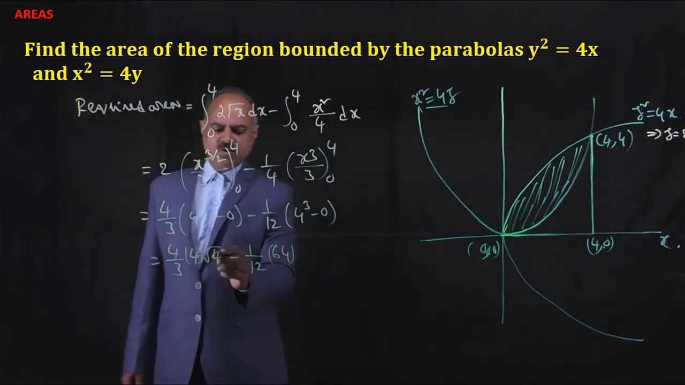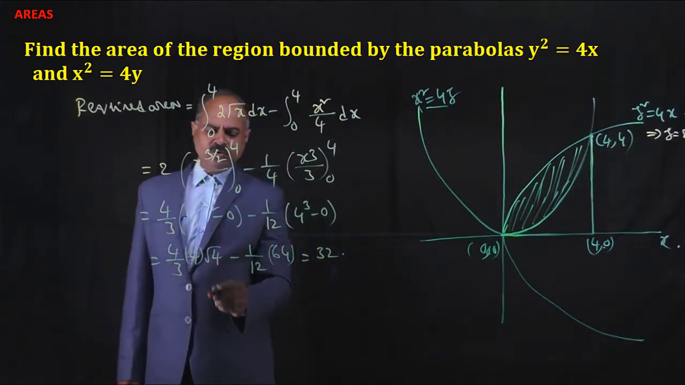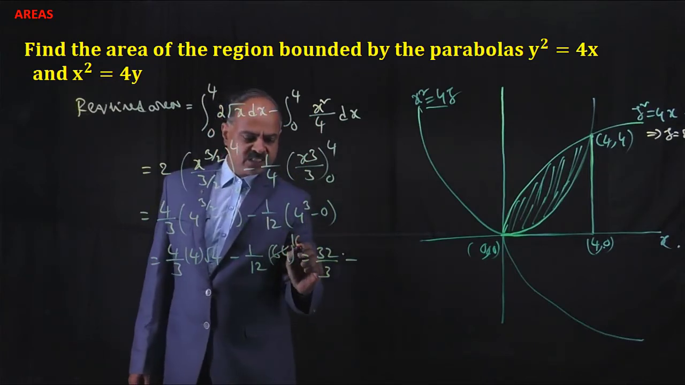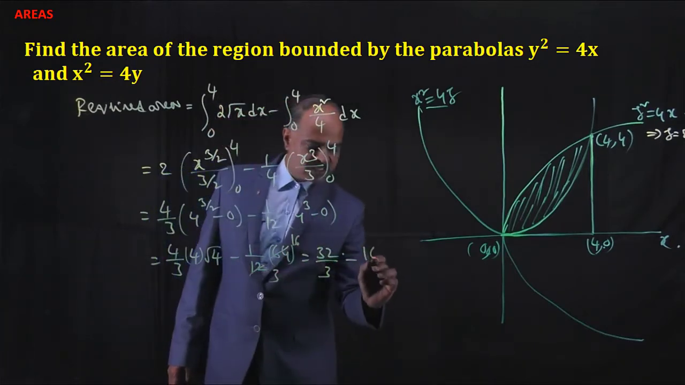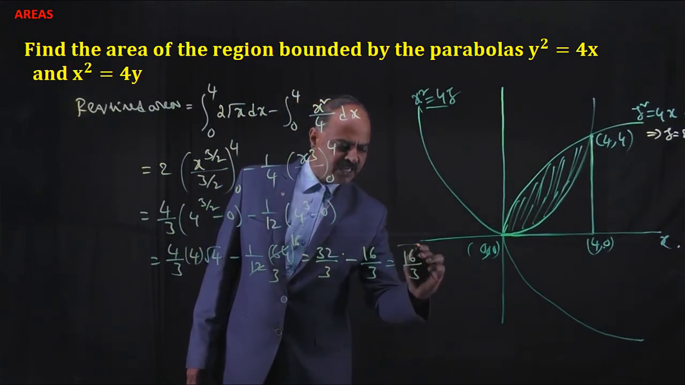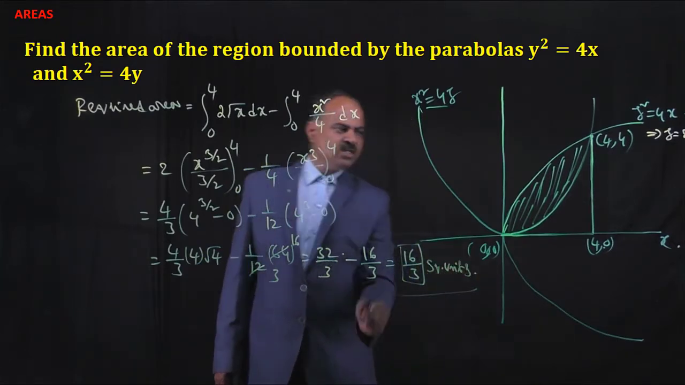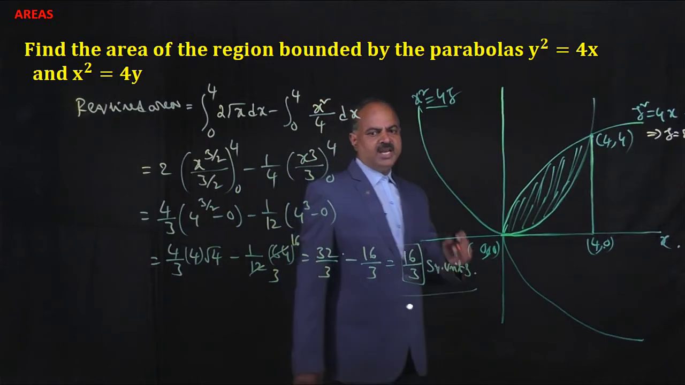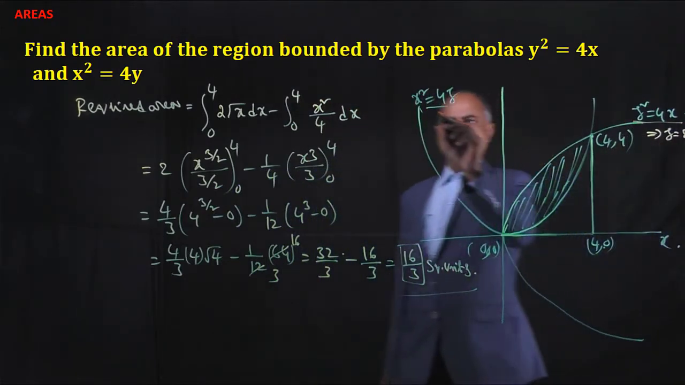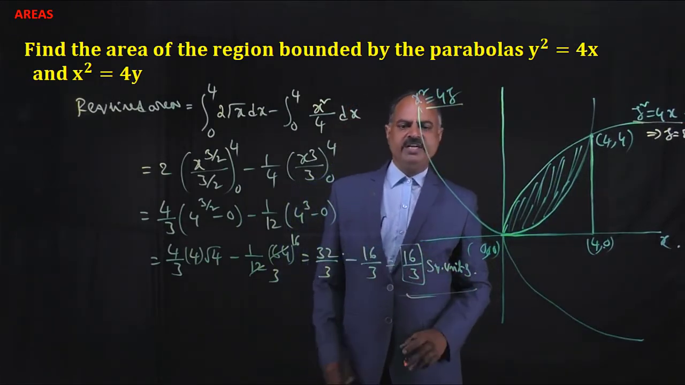Now that equals 32/3 minus 16/3, which is 16/3 square units. Therefore the area of the region bounded by the curves y² equals 4x and x² equals 4y is 16/3 square units.